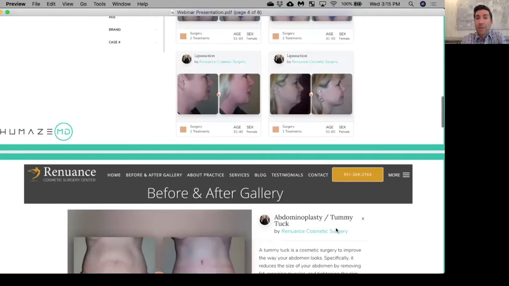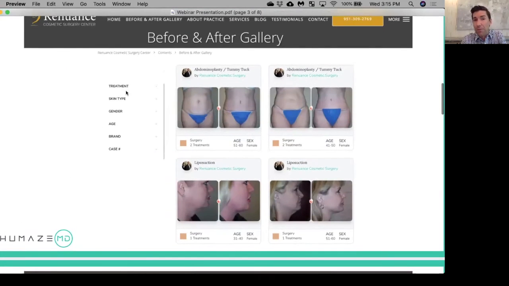And within this page up here, you can filter by all those variables so that I can look at exactly what I want to see and be able to relate to it immediately, and not have to go search and hunt and look all over the website for it.